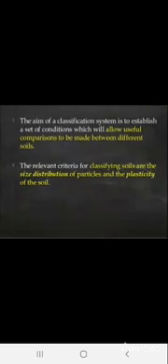What are the different mechanical properties? First is your permeability, stiffness, and the strength. We will discuss in the next slide what is permeability, stiffness, and strength. So the aim of a classification system is to establish a set of conditions which will allow useful comparisons to be made between different soils.